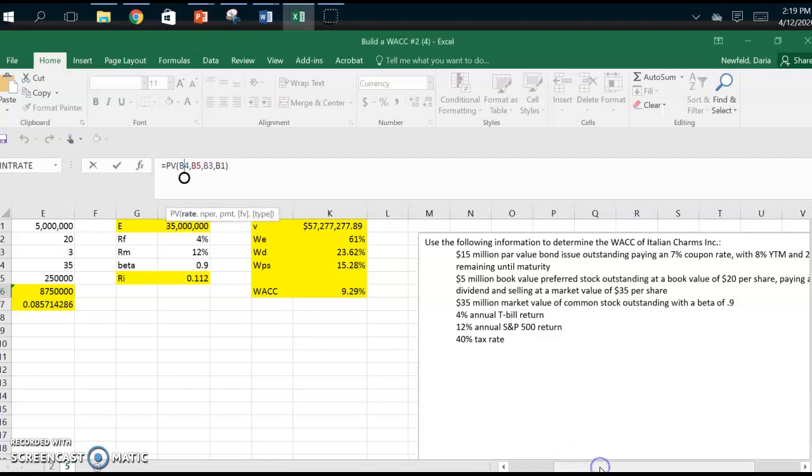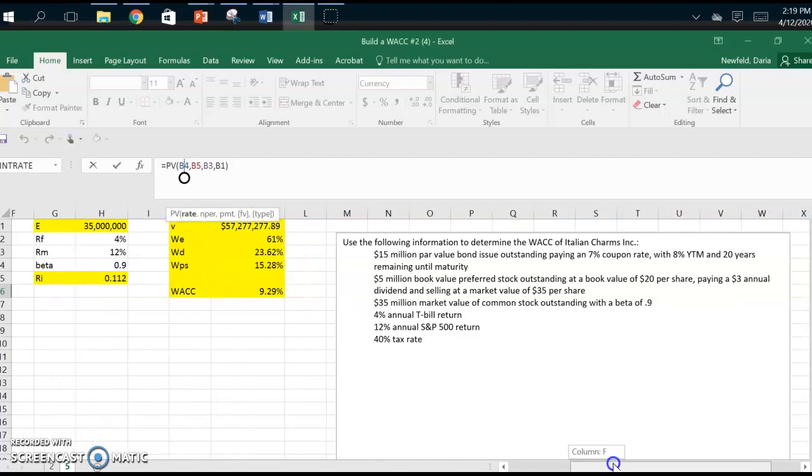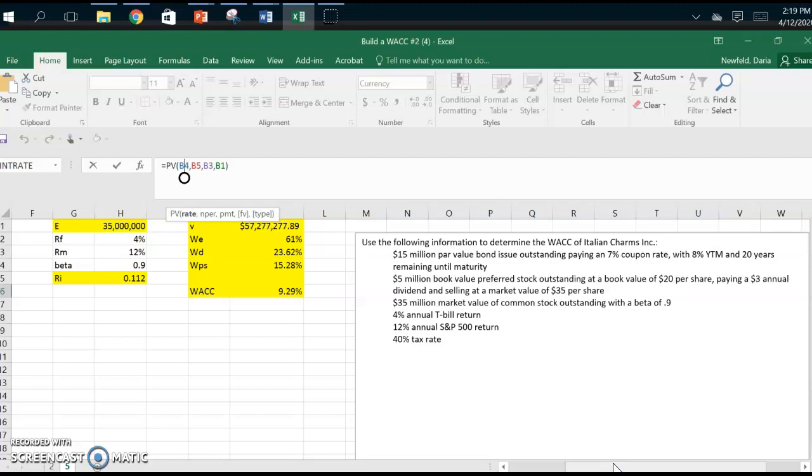In this video, I'm going to show you how you can set up a WACC calculation in Excel when you're given lots of different pieces of information. So here I want to calculate the WACC of Italian Charms Incorporated. We have a $15 million par value bond issue outstanding, paying a 7% coupon rate with an 8% yield to maturity and 20 years remaining until maturity.